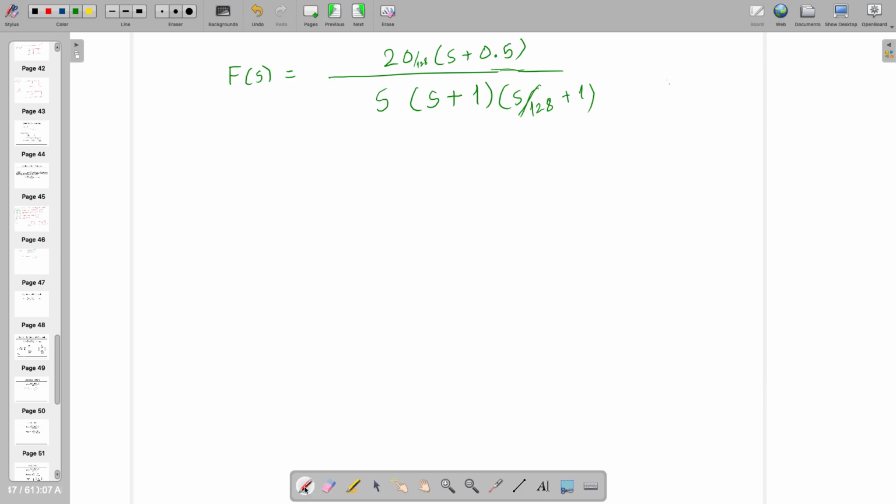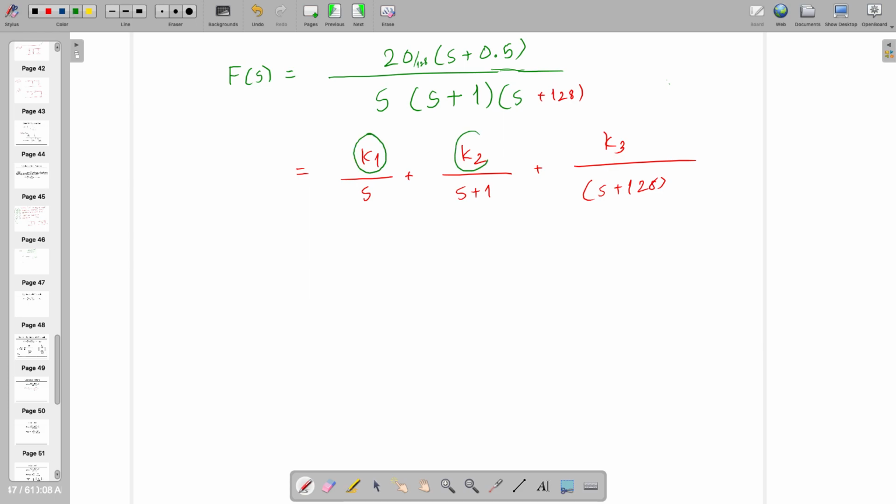So the conclusive remark of Cauchy's theorem says that if I want to find out the residue, first of all, we know what a residue is. If F(s) is k1 divided by s plus k2 divided by s plus 1 plus k3 divided by s plus 128, then I need to find out k1, k2 and k3, which are known as various residues. k1 is defined as the residue at s equal to 0, k2 is the residue at s equal to minus 1, and k3 is the residue at s equal to minus 128, right?